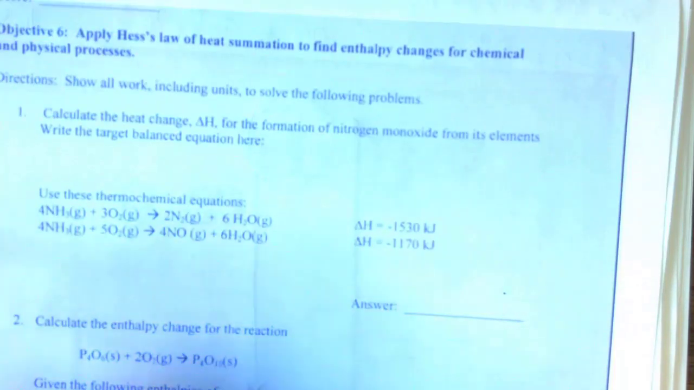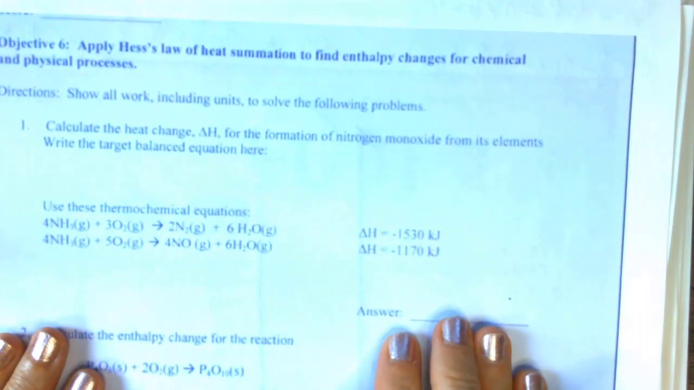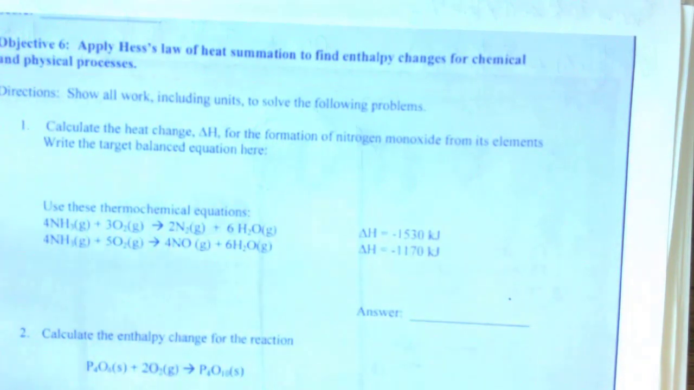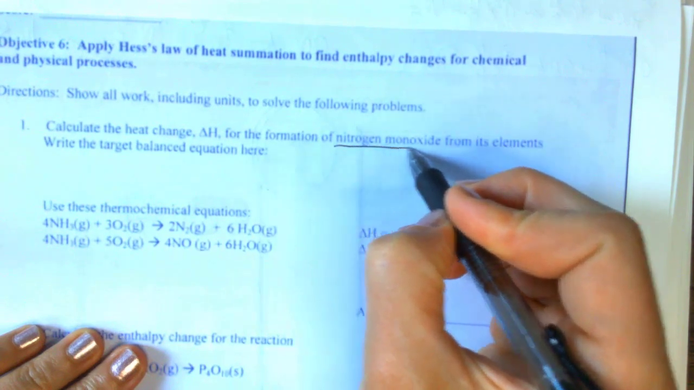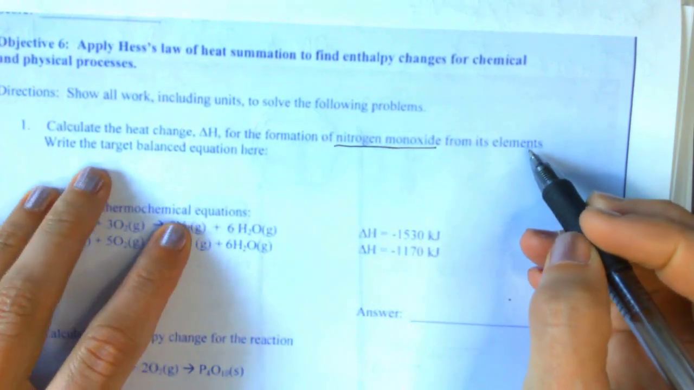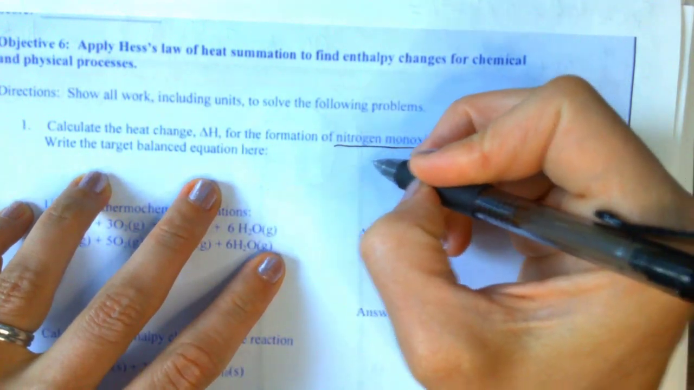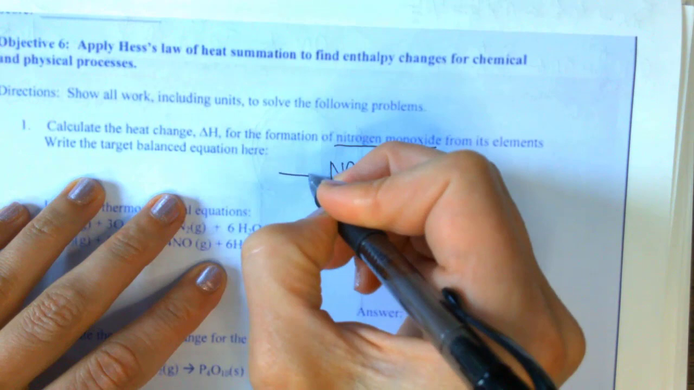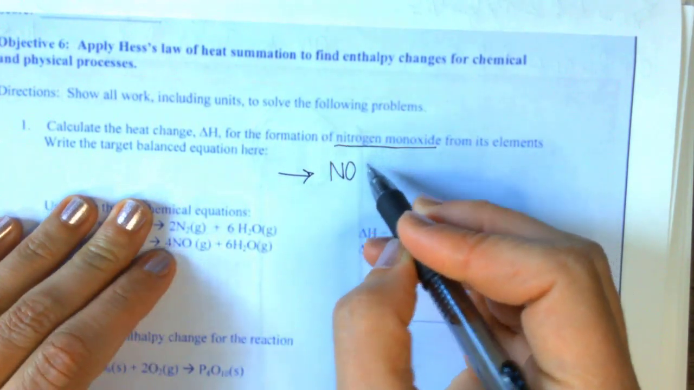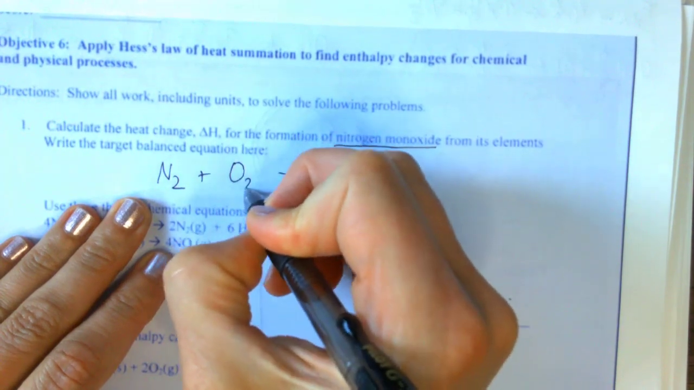All right, you are doing awesome. We have 2 more practice problems and then we are done with this module. So let's look at this and calculate the heat change, delta H, for the formation of nitrogen monoxide from its elements. Let's write the target balanced equation here. So we want to form nitrogen monoxide, and the elements that make it up, N2 plus O2.